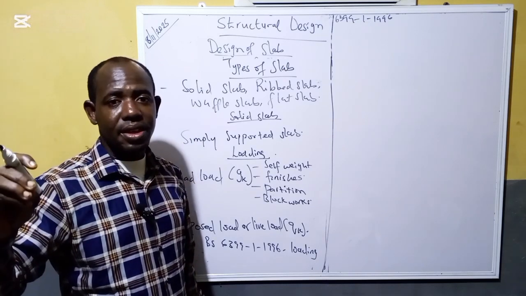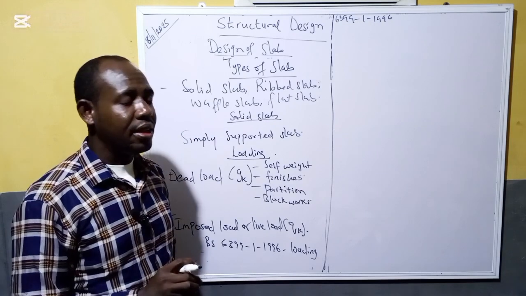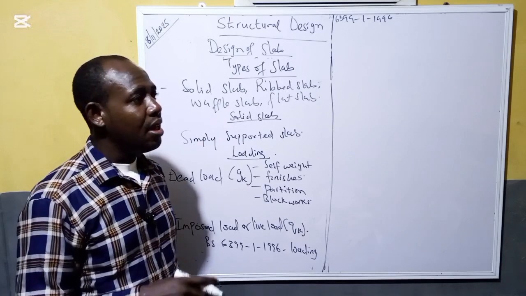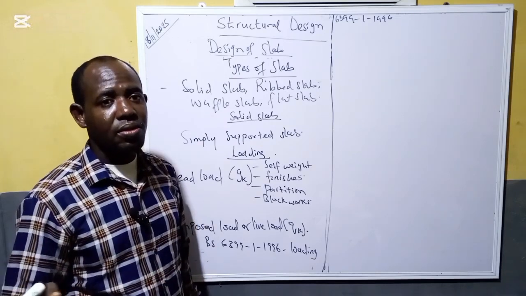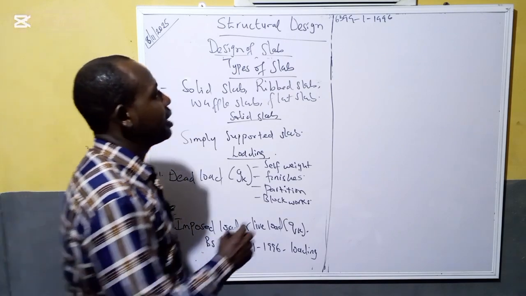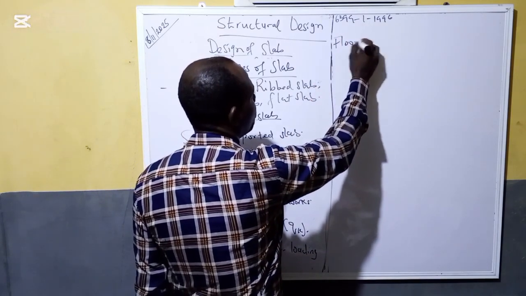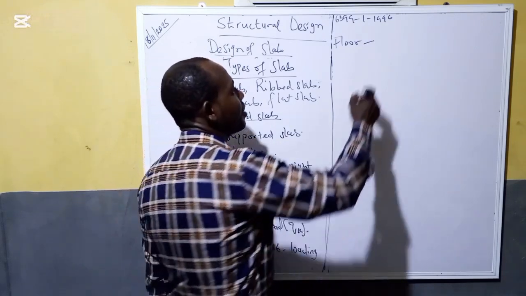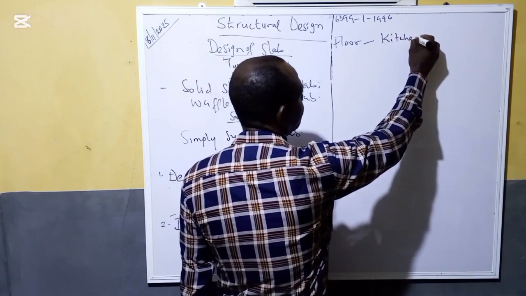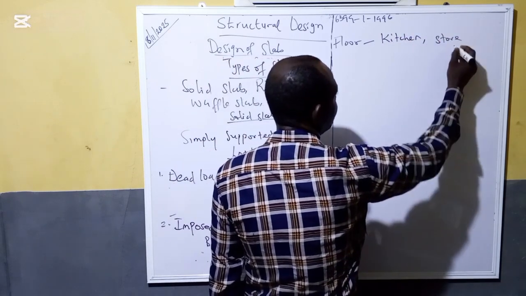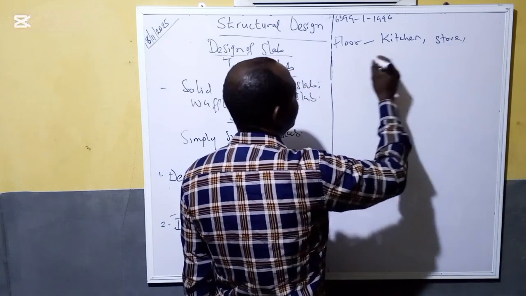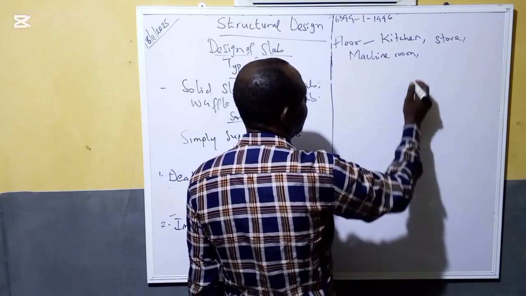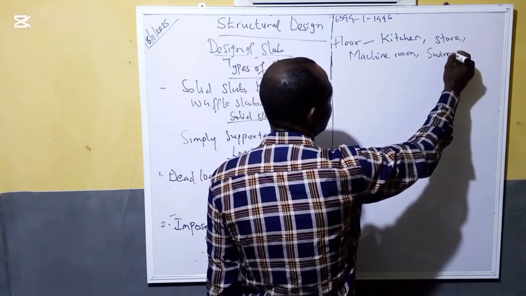The usage determines the kind of load you put in. For example, generally we make use of 1.5 kilonewton per meter square for residential buildings. Office buildings also have their own value, but you need to know that in a particular floor, you can have different usage of your slab. For example, in a floor you can have a kitchen, and also a store. Just for an example, in another room on the same floor you have a machine room, and some can put a swimming pool on a particular floor.